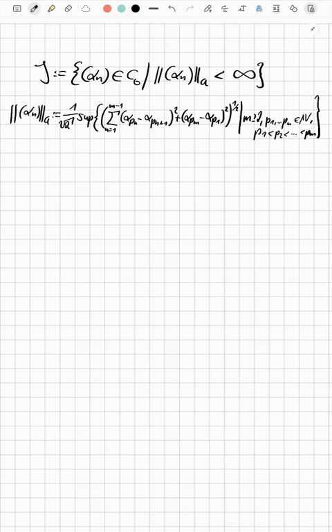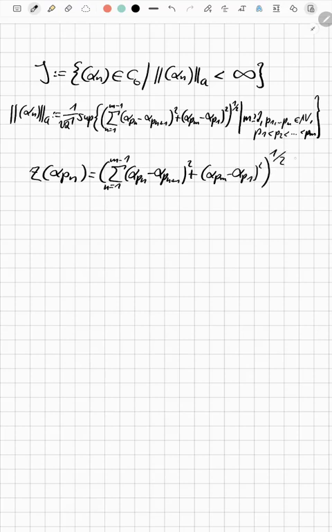So we will define that Z of a finite subsequence of alpha n will be exactly this term that you see up there. We have this large sum of all the alpha pn minus alpha pn plus 1, squared, plus alpha pm minus alpha p1 squared, and all of that in the square root. Now, this part does not belong to this sum anymore.